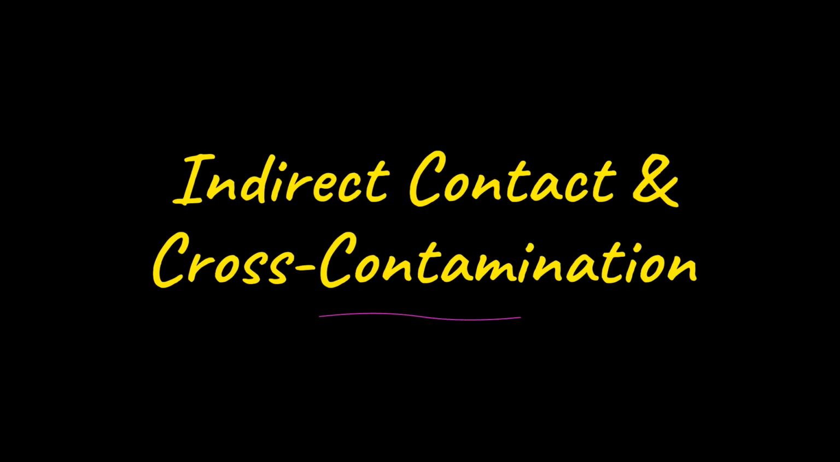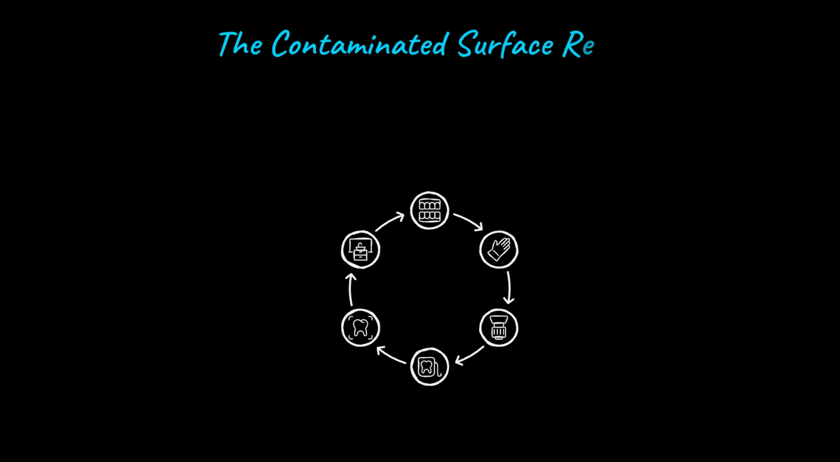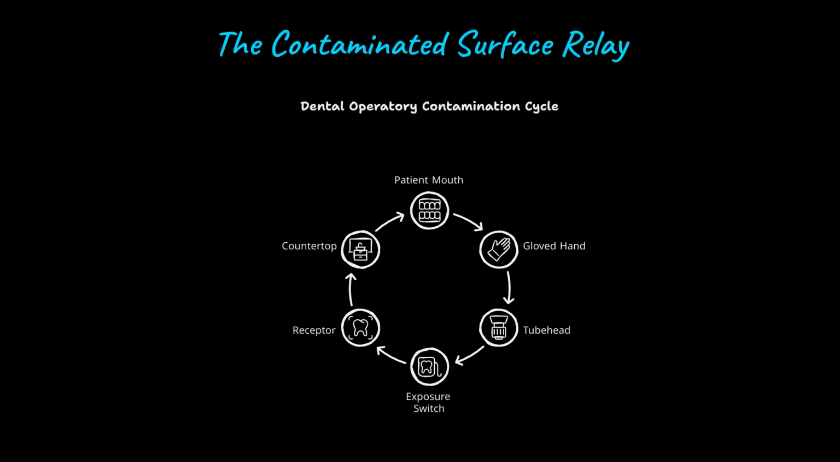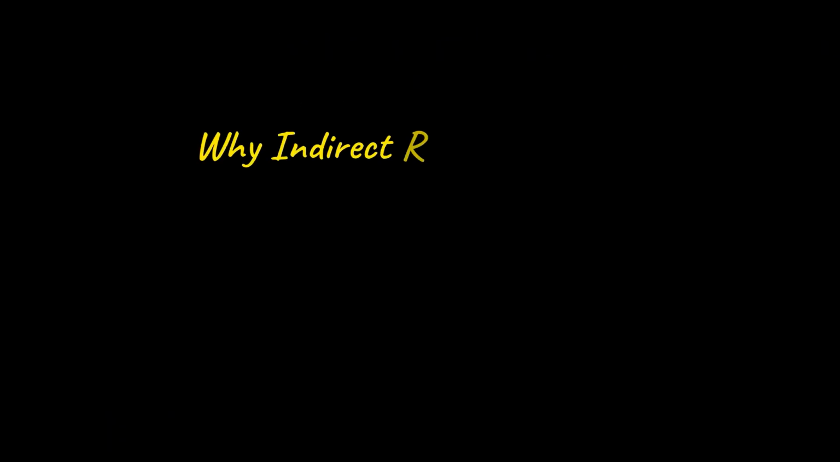In dental radiography, most cross-contamination doesn't happen through dramatic direct contact. It travels quietly through the many surfaces a contaminated glove touches between steps. A glove that contacts the patient's mouth then grips the tube head, presses the exposure switch, and handles the receptor, depositing organisms on every surface it touches. Each surface becomes a temporary reservoir, called a fomite, passing contamination along to the next person who touches it.